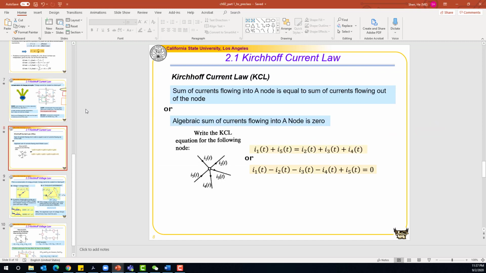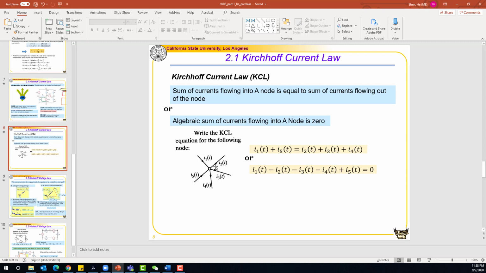Let's look at Kirchhoff current law. It says the summation of currents flowing into a node is equal to the sum of the currents flowing out of a node. We can also write it as: the algebraic summation of currents flowing into a node is equal to 0. Of course, you can also say the algebraic summation of currents leaving a node is equal to 0.